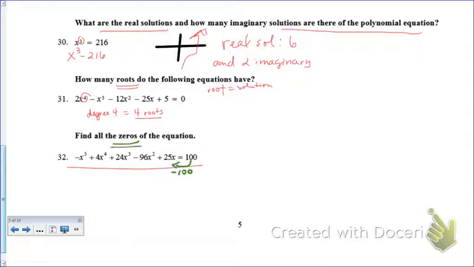The zeros are strictly where it crosses the x-axis. And so in this case, it's going to cross the x-axis in 3 places, even though I have 5 solutions, which means that leaves me with 2 imaginaries. But I'm only worried about what my real solutions are. And so those are negative 5, 4, and 5.